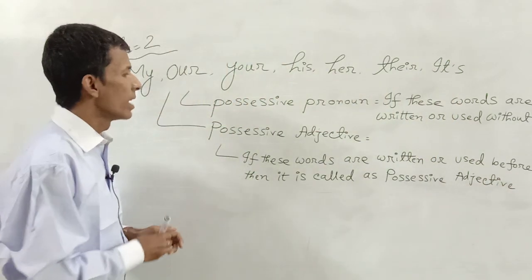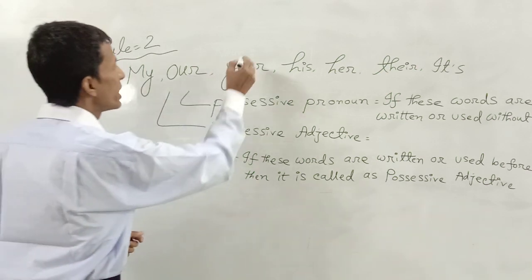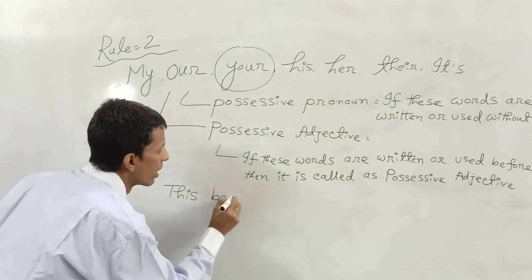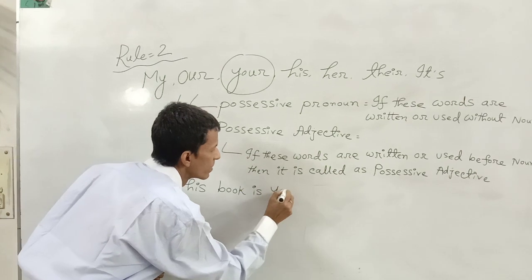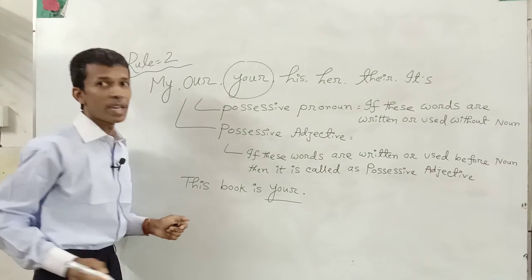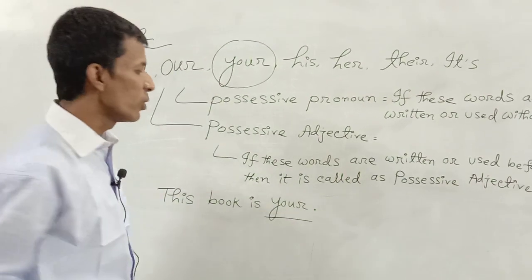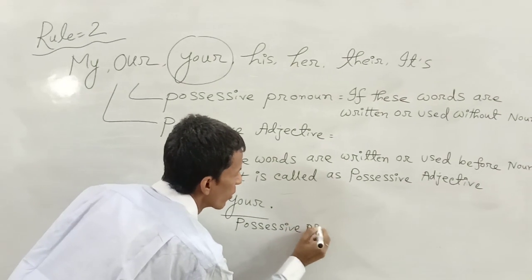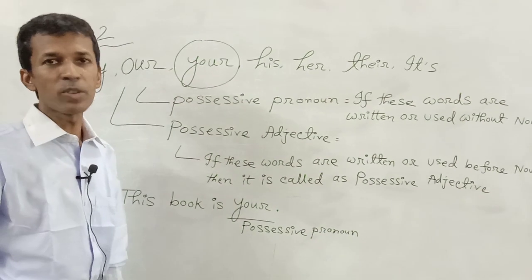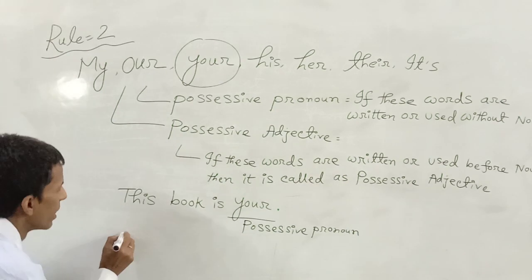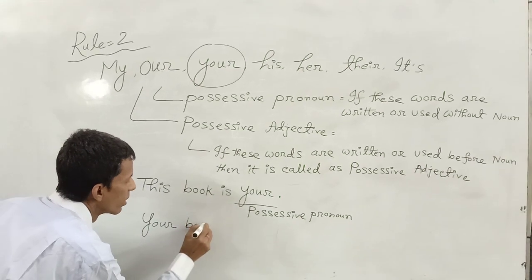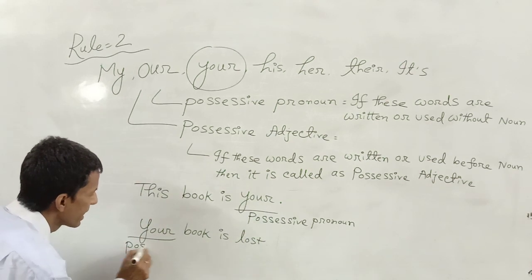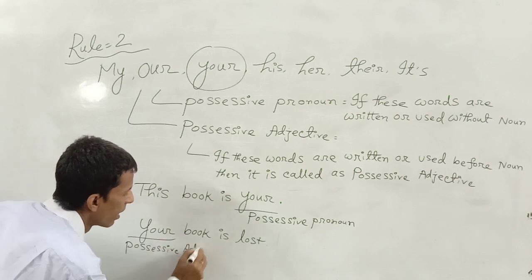Now let me explain these points with the help of examples. We are going to take your as the example. This book is your. If you are asked to identify the part of speech of this word, you will have to write that here your is used as possessive pronoun. But the same word can also be used as possessive adjective if it is written in this way: your book is lost. Here your is used as possessive adjective.